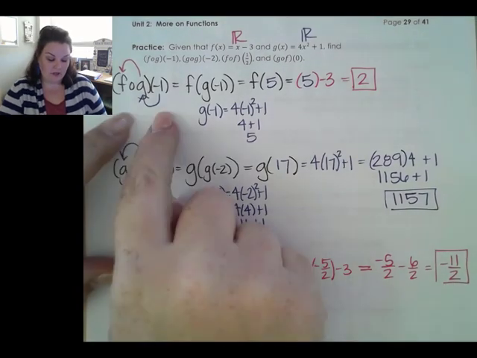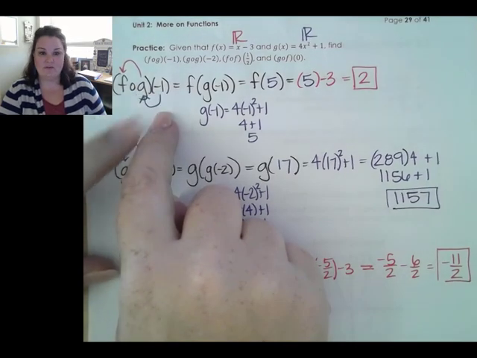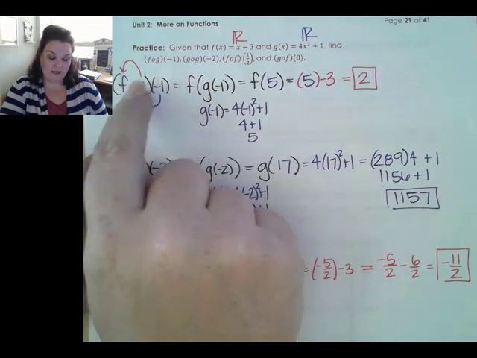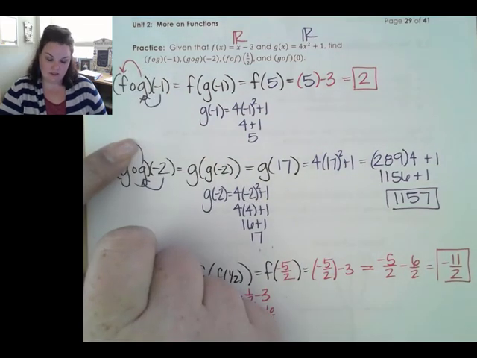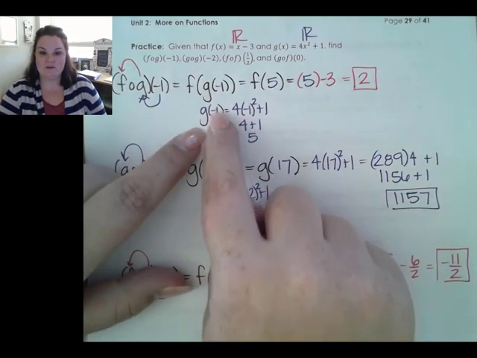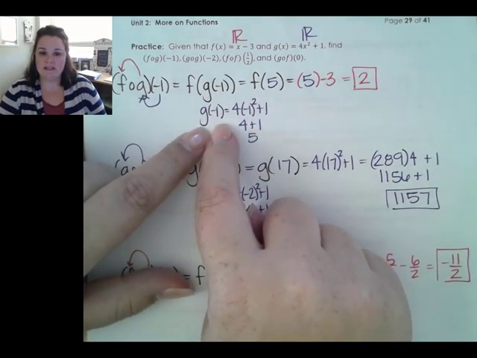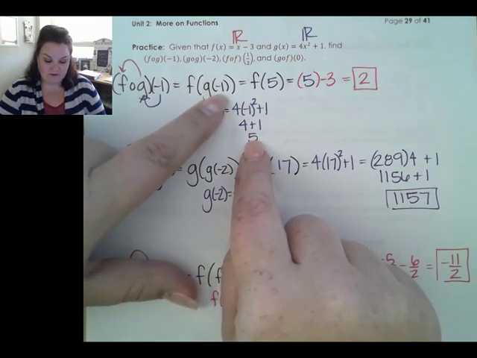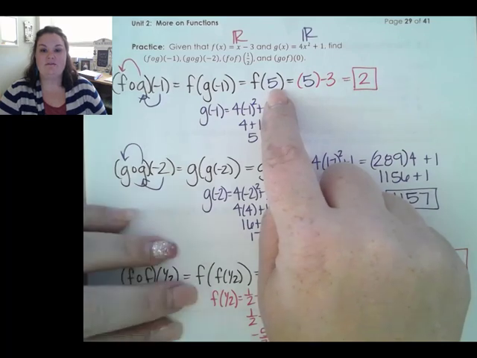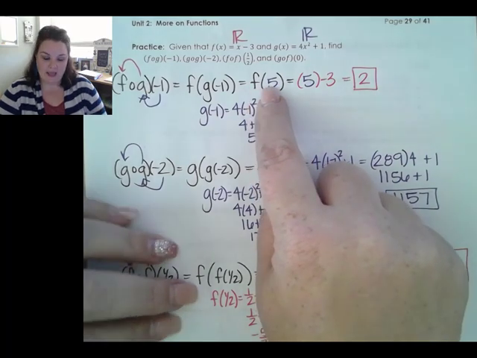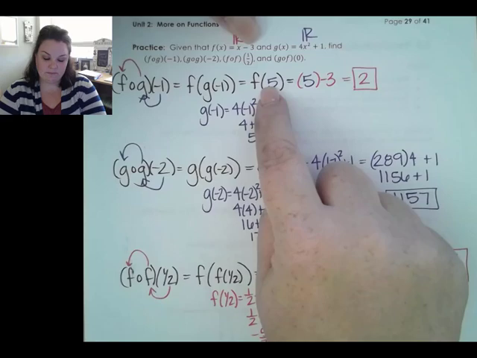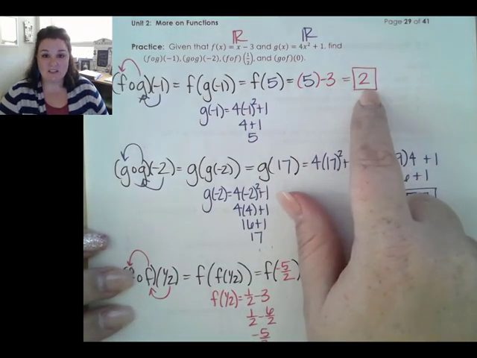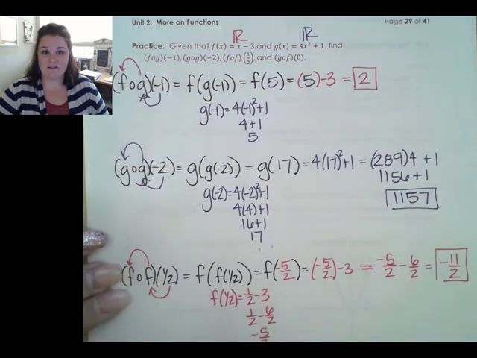Okay, so our first one is f composed of g of negative 1. So that means I'm putting negative 1 into my g function. Whatever that equals, I'm plugging into my f function. So g of negative 1 is what I need to evaluate first. When I plug that into my g function, I should get 5. Okay, so I'm just going to replace my g of negative 1 with 5. And now 5 is what I plug into f. F says to do my input and subtract 3. So input of 5 minus 3 should give me an answer of 2. Okay, everybody okay on the first one?